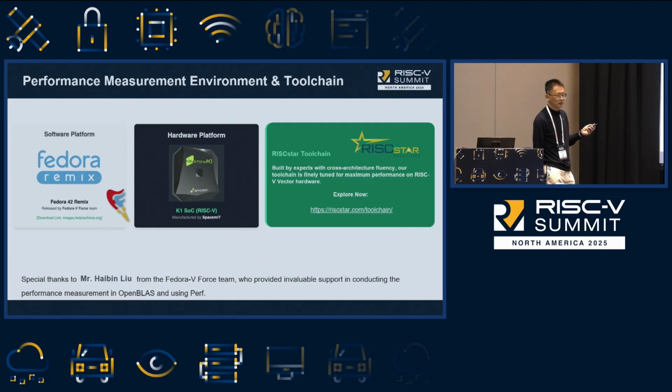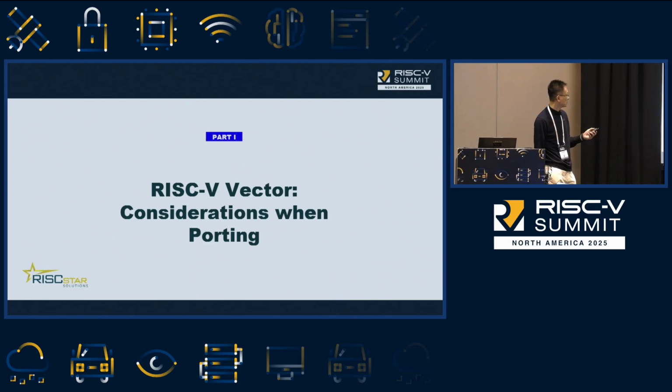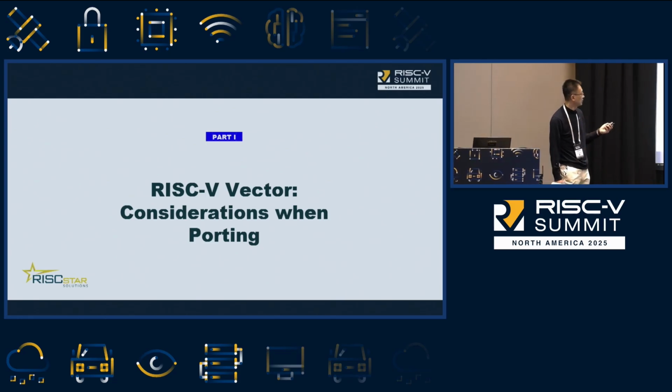And for the toolchain, I recommend everybody search and download the RISCstar toolchain. That's an open source version. You have the source code and the pre-built binary, so you can check it out. It has the vector optimization, of course. So let's start.